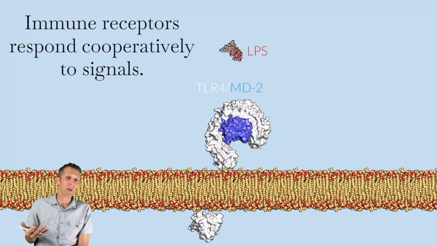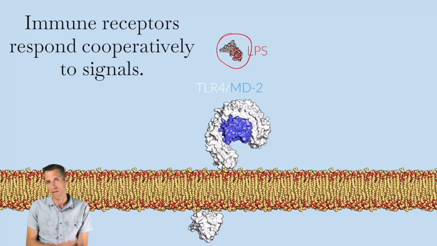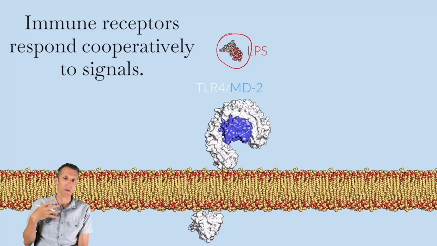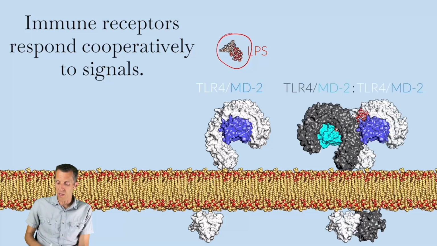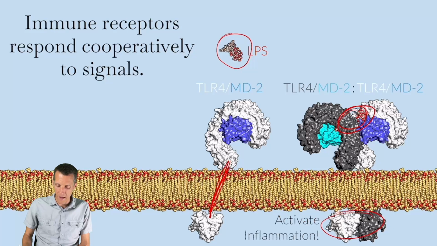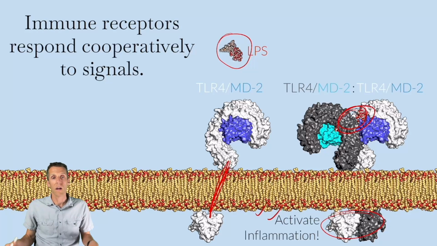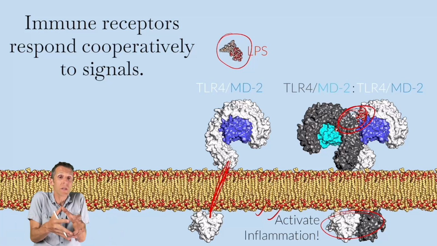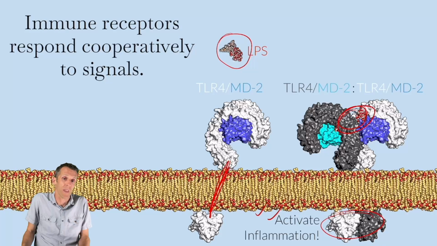For example, immune receptors might do this. So this is a toll-like receptor that sits on the surface of immune cells. It recognizes lipopolysaccharides, which are a chunk of bacterial outer membranes. And the only way that it can work is to assemble with two of these. Basically, this interior part assembles and then passes on the message to activate inflammation. This is a cooperative process, two sites working together to give rise to this inflammatory response.